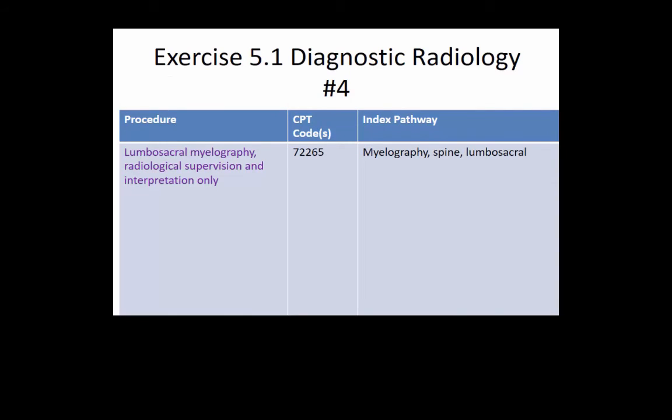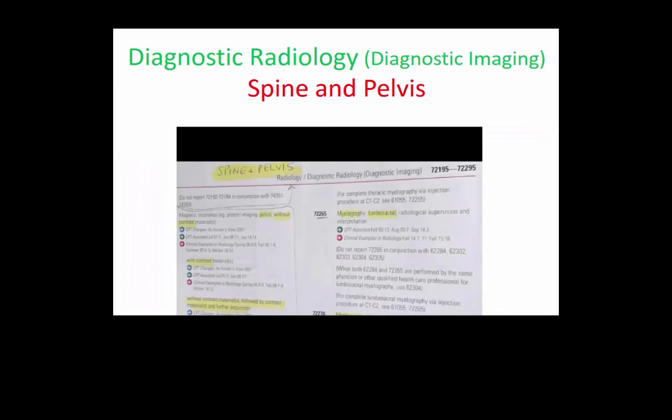Our next example is 5.1 number 4, lumbosacral myelography, radiological supervision and interpretation only. Sometimes in this chapter, the codes are for just the radiological supervision and interpretation, so you really have to read those. And here you go, I have a screenshot with this code and its descriptors. As a reminder, up at the top, the heading of these slides, the green is the subsection in the chapter. The spine and pelvis is the part of the body that we're looking at.